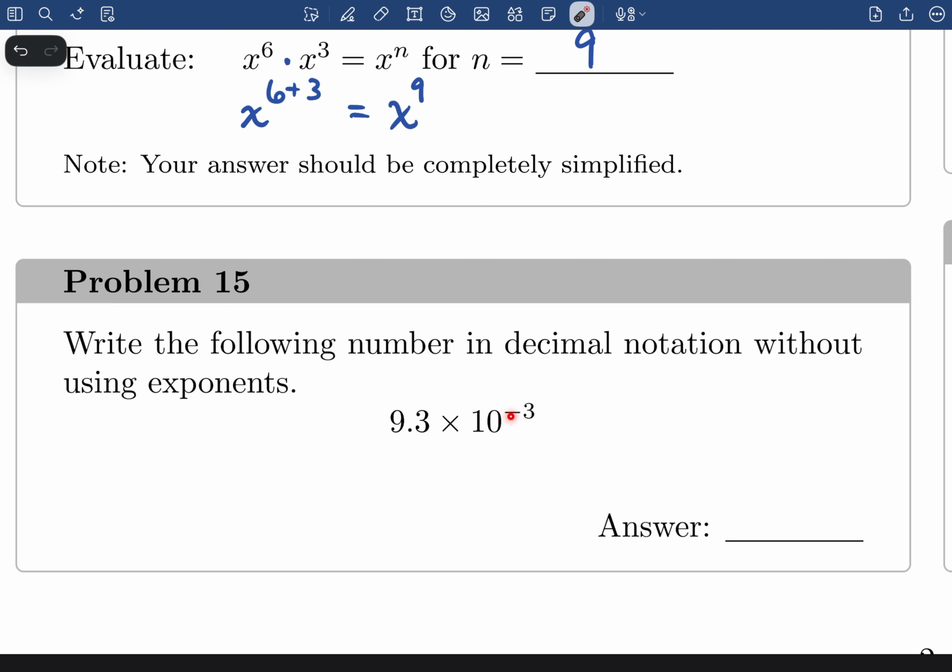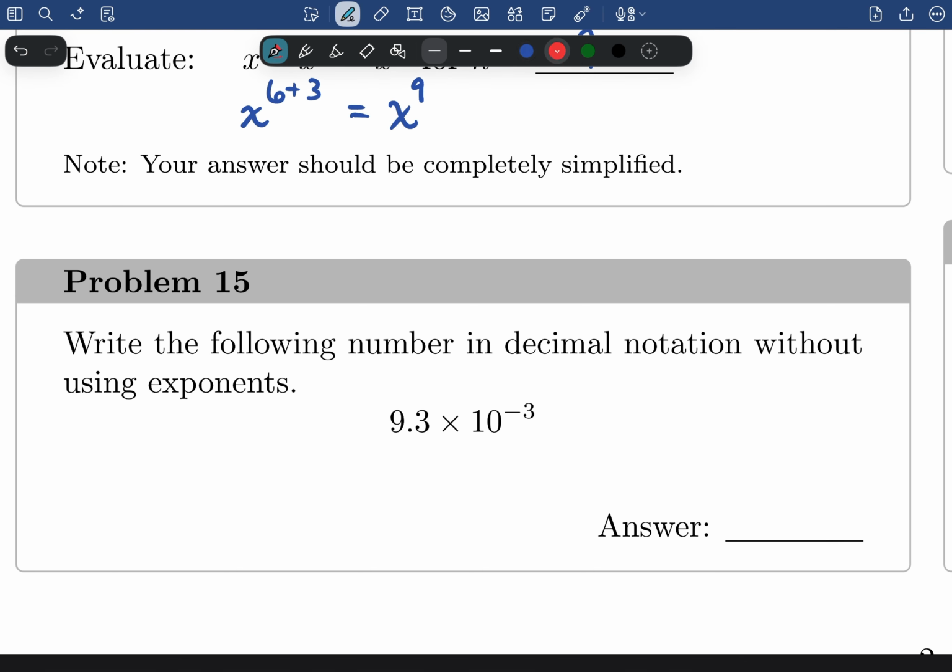That negative 3 tells me that this number is actually smaller. Okay, so I move the decimal 3 places to the left. However many the exponent is, that's how many places I'm going to move the decimal to the left to get that smaller number. Now, if this was a positive exponent, I would be moving the decimal to the right. So think critically about, am I dealing with a smaller number or a bigger number?